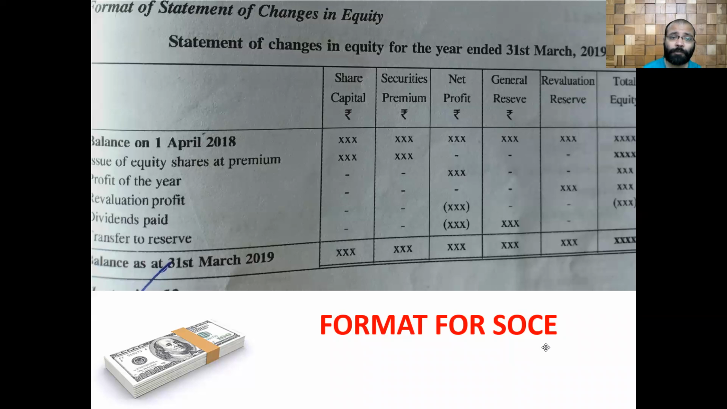Then profit of the year. Profit of the year means it will affect only the profit column, the net profit column. So you just write that, and subsequently you write it over there too, in the row total of that.